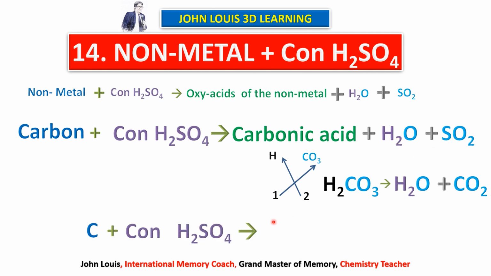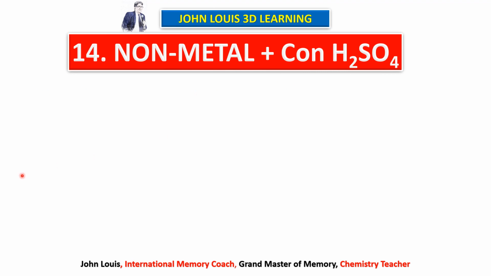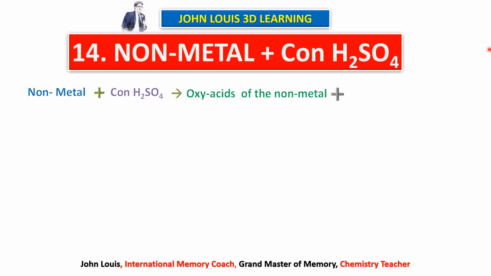So this water can be added to this. Therefore, three different products will form: carbon dioxide, water and sulfur dioxide. Therefore, carbon plus concentrated sulfuric acid gives CO2 plus H2O plus SO2. If you balance this equation, you will get this. So non-metal plus concentrated sulfuric acid gives what? Oxy acids of the non-metal plus water plus sulfur dioxide. So your success lies in remembering the rules.